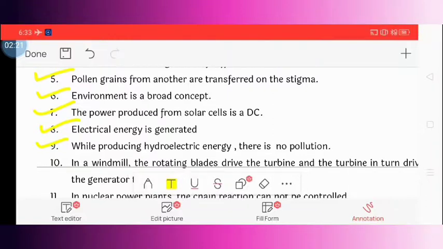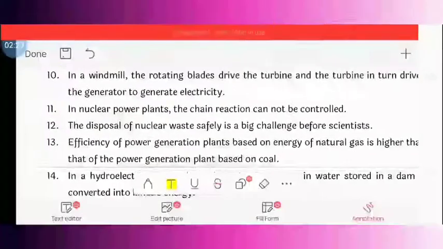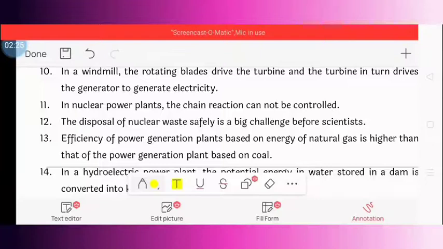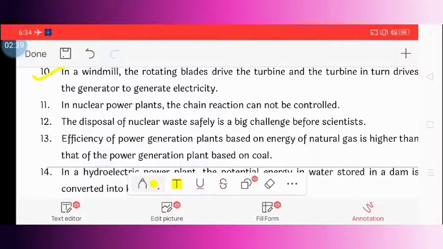Question number 10, in a windmill, the rotating blades drive the turbine and the turbine in turn drives the generator to generate electricity. Yes, this statement is also true. In a windmill, the rotating blades drive the turbine and the turbine in turn drives the generator to generate electricity.